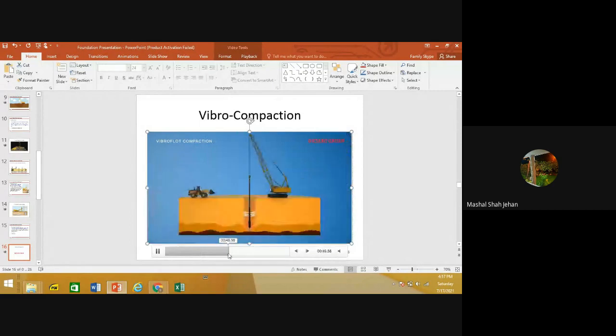But one thing to keep in mind is that it's not suitable for clays and silts. Its advantage is that it's easier to achieve uniform, densified soil with this method. And the vibrations felt in the ground are generally less than those caused by deep dynamic compaction and blasting.